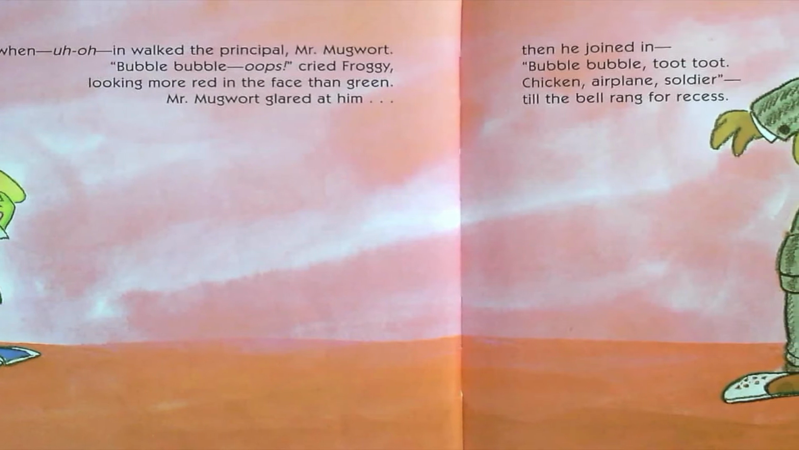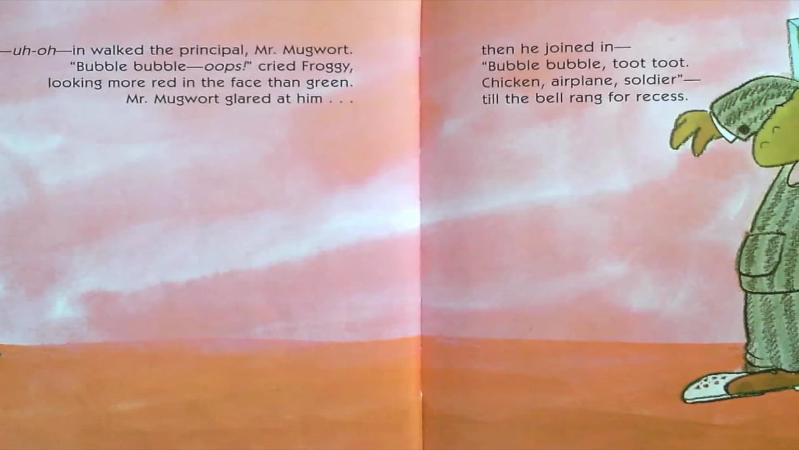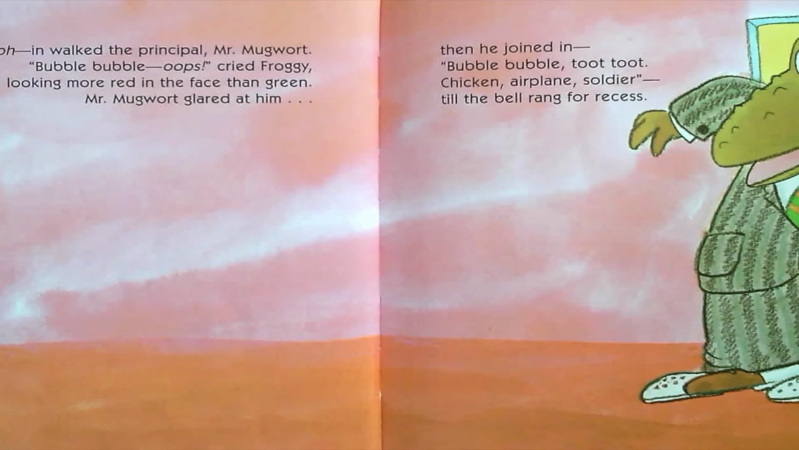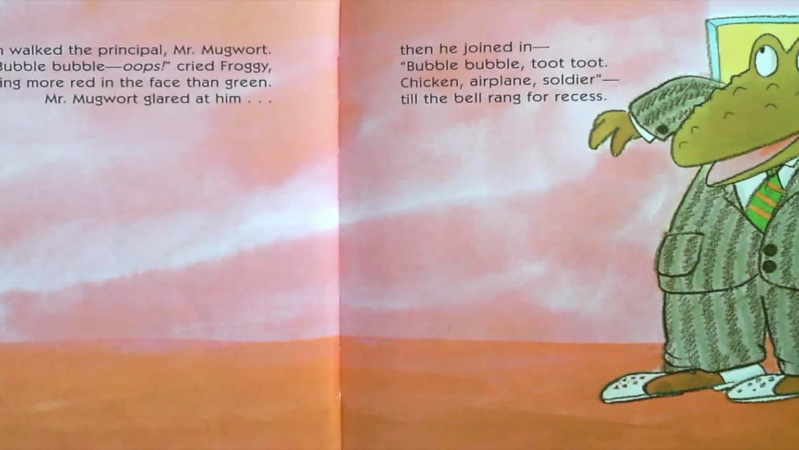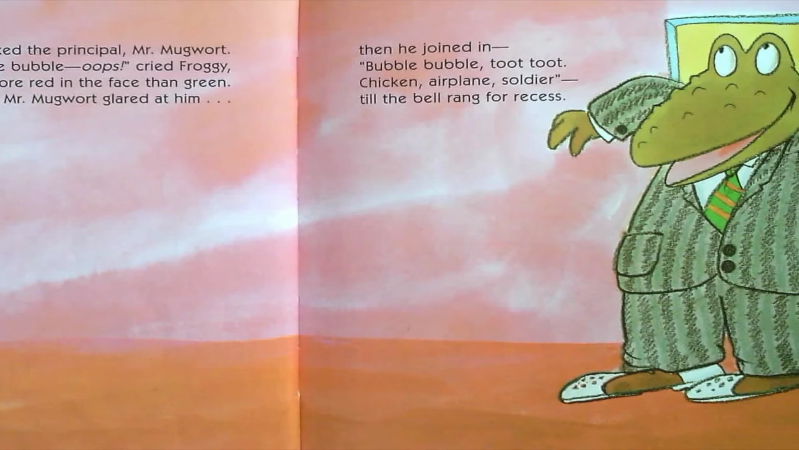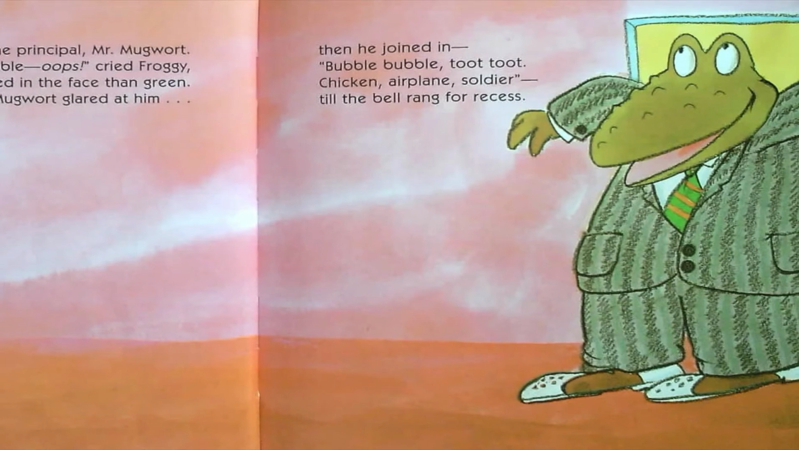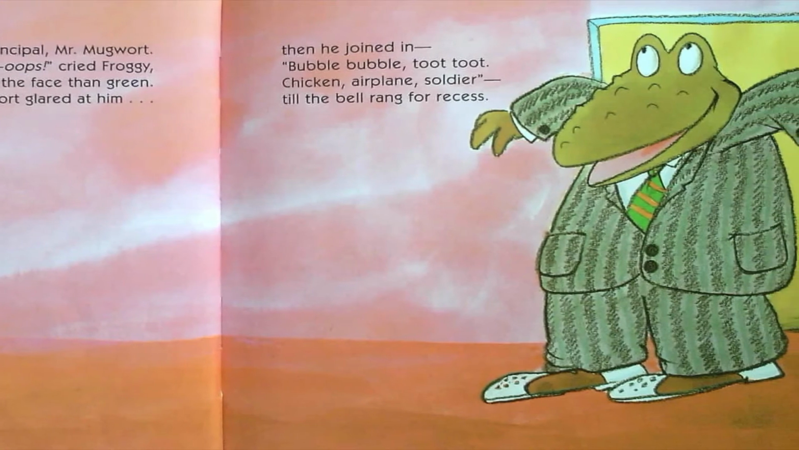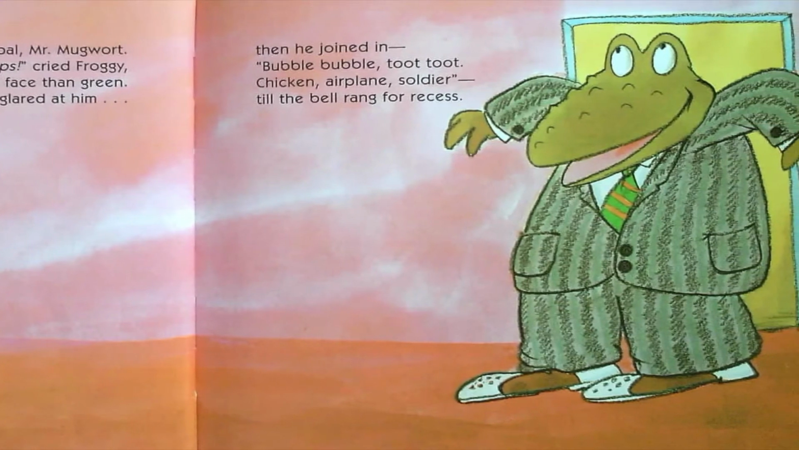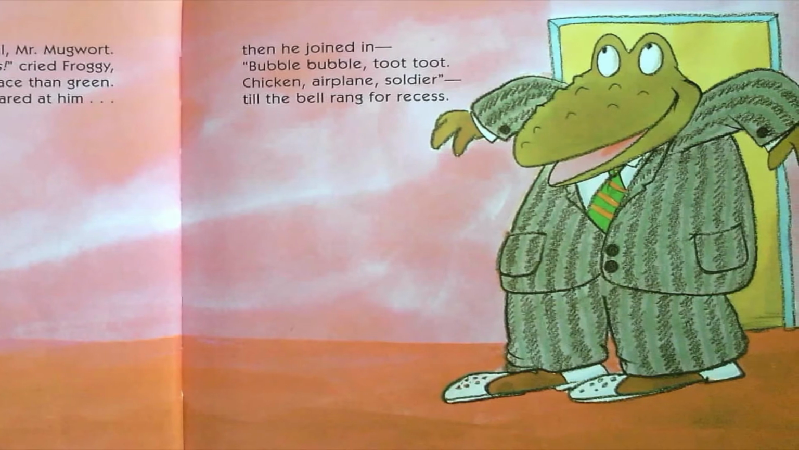Bubble, bubble, oops, cried Froggy, looking more red in the face than green. Mr. Mugwort glared at him. Then he joined in. Bubble, bubble, toot, toot, chicken, airplane, soldier, till the bell rang for recess.